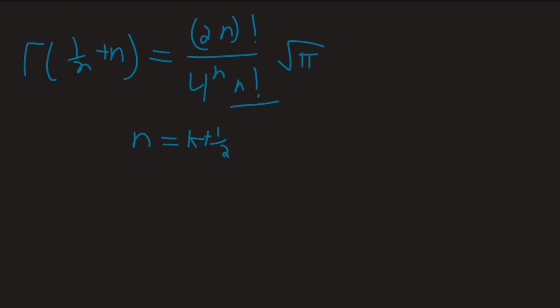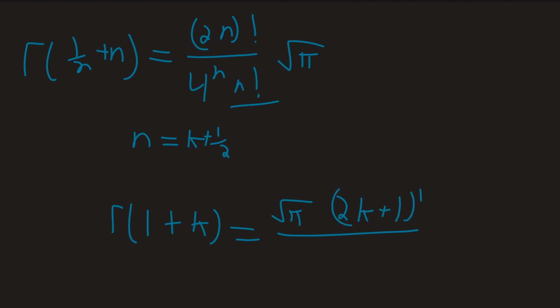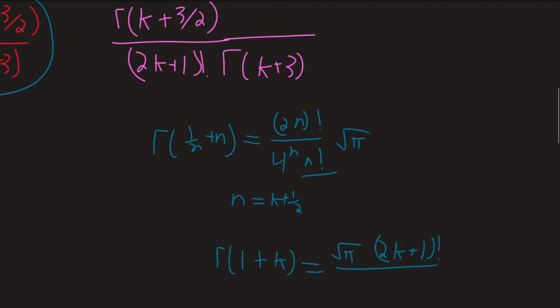So once we plug in n being equal to k plus 1/2, on the left-hand side, we're just going to have gamma of 1/2 plus k plus 1/2, and that's just 1 plus k, which is rather nice. And on the numerator, we're just going to have a square root of pi, of course. But then we're also going to have a 2n plus 1, but n is just k plus 1/2, so that's really just 2k plus 1 factorial, which you'll notice will cancel with that in the denominator there.